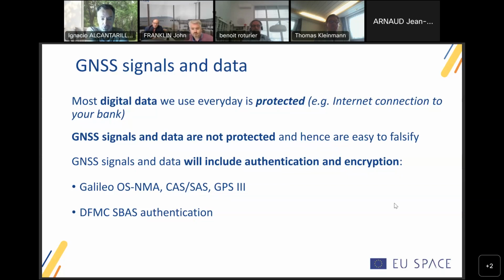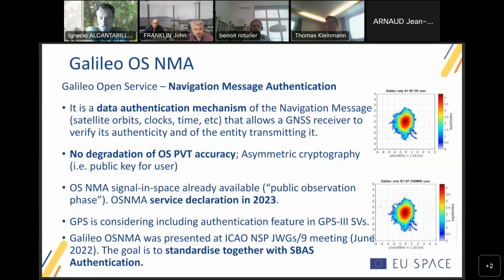What we are trying to do is to improve those GNSS signals, including the authentication and encryption mechanisms that are today fully available in the telecommunication world. For Galileo, we are introducing new services, what we call OSNMA and CAS. We will go into a little detail in the next slides, and GPS III is also intending to do something similar. And for SBAS, we are also planning to introduce authentication. So what is OSNMA?